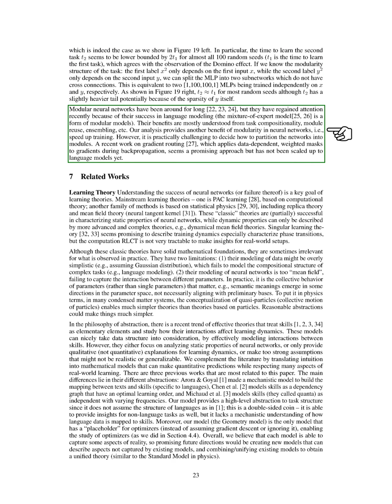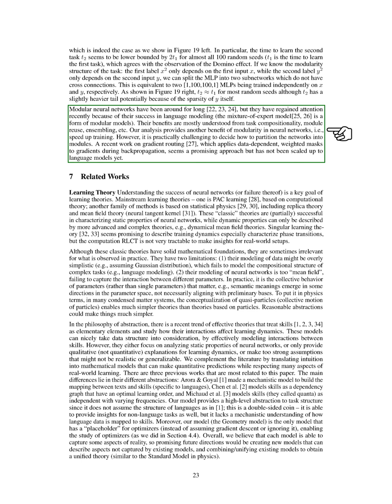Modular neural networks have gained renewed interest due to their success in language modeling, particularly in mixture of expert models. Their advantages are often linked to task compositionality and module reuse. Our analysis highlights another benefit: faster training. However, determining how to partition networks into modules remains a challenge. Recent work on gradient routing, which applies data-dependent masks during backpropagation, shows promise but has yet to be applied to language models.